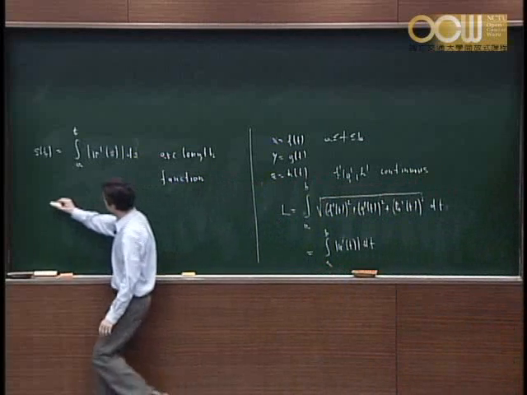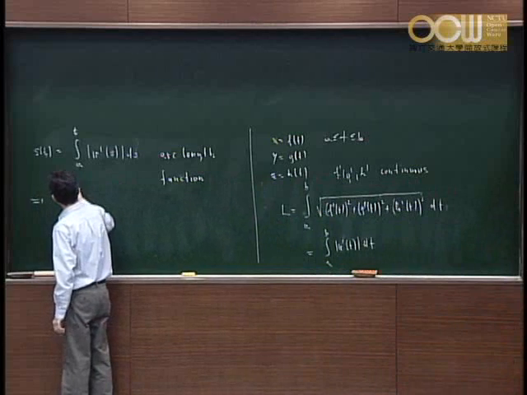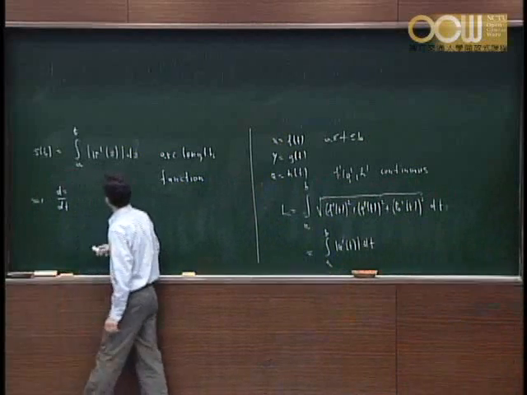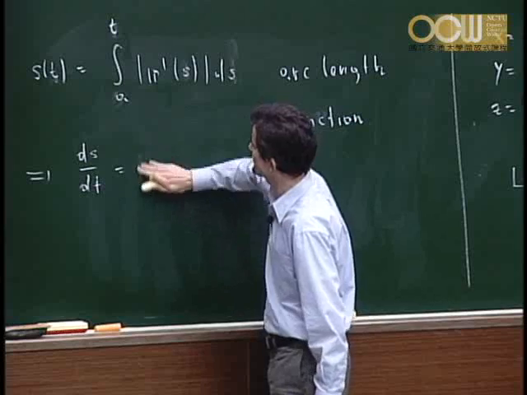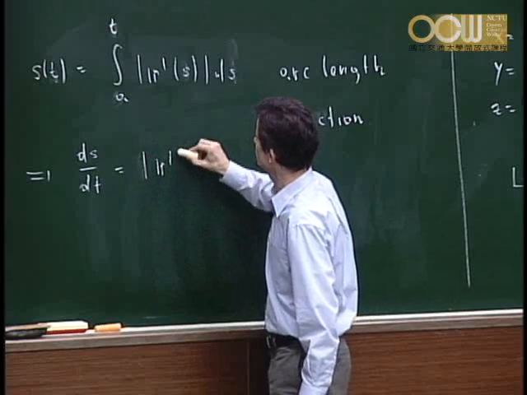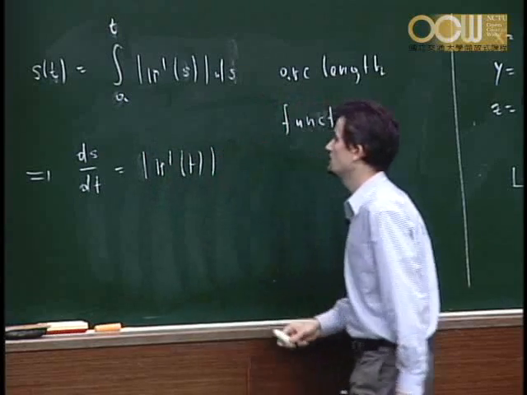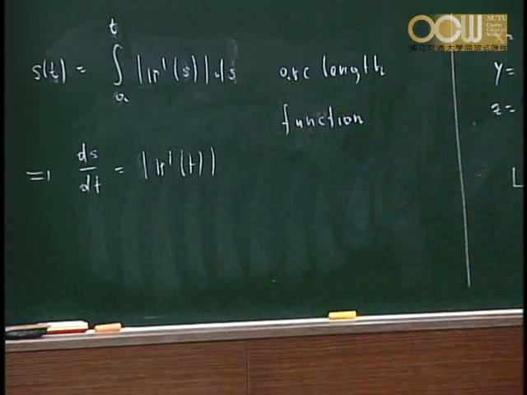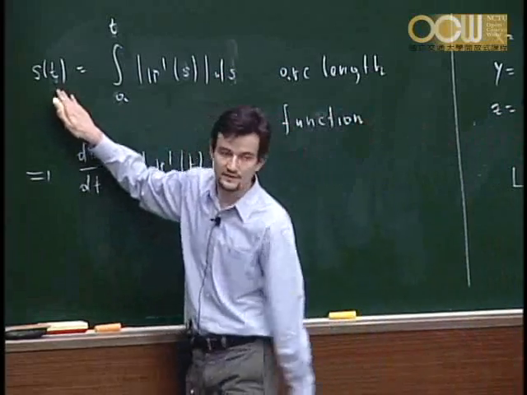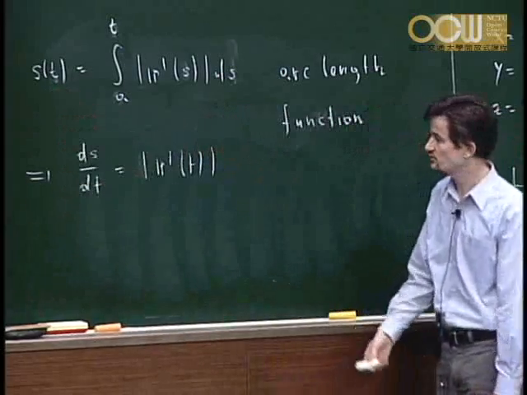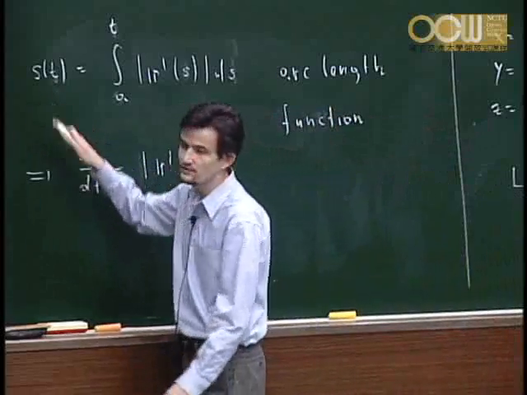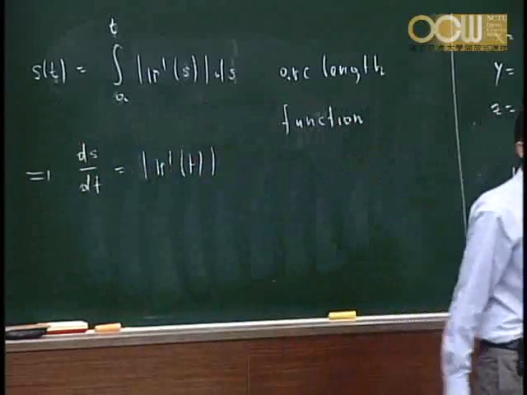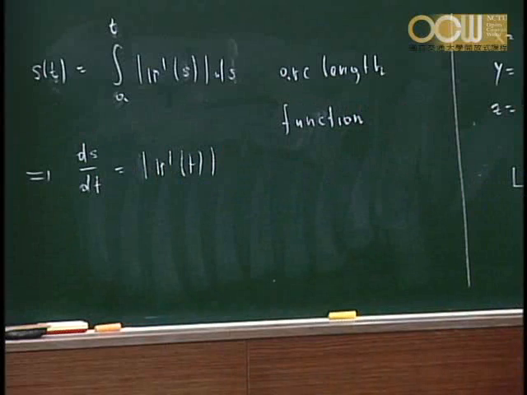Okay, so you see that the derivative of the arc length function with respect to t, for this you get something very easy. This is just by the fundamental theorem of calculus. This is just the length of the derivative of the vector function. Now, sometimes it's possible, if you have the arc length function, to find the inverse function of the arc length function.